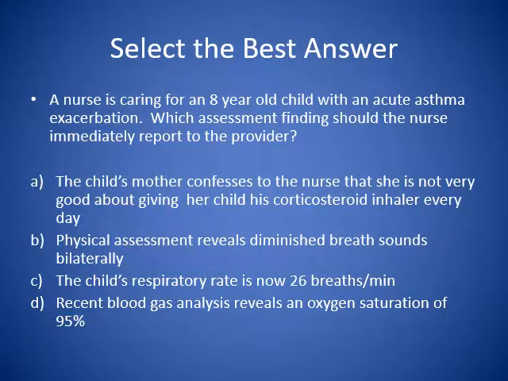A nurse is now caring for an 8-year-old child with an acute asthma exacerbation. Which assessment finding should the nurse immediately report to the provider? A. The child's mother confesses to the nurse that she is not very good about giving her child his corticosteroid inhaler every day. B. Physical assessment reveals diminished breath sounds bilaterally. C. The child's respiratory rate is now 26 breaths per minute. Or D. Recent blood gas analysis reveals an oxygen saturation of 95%.